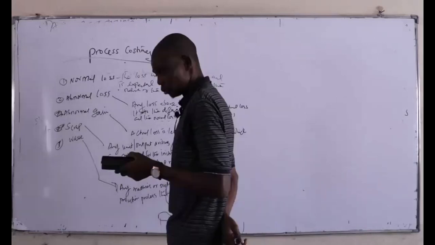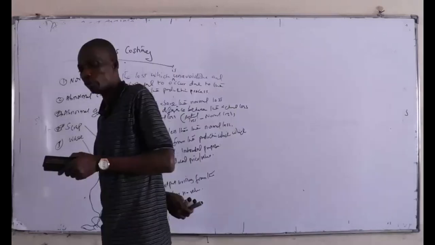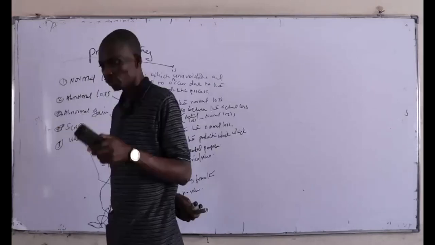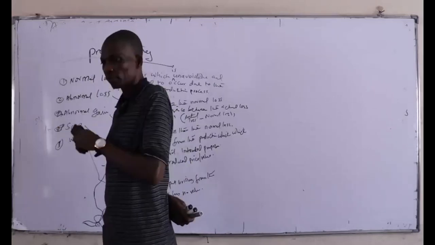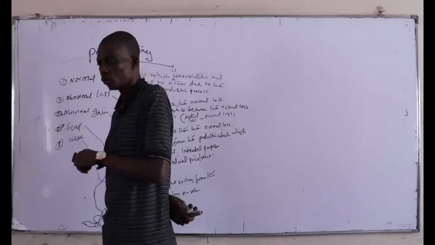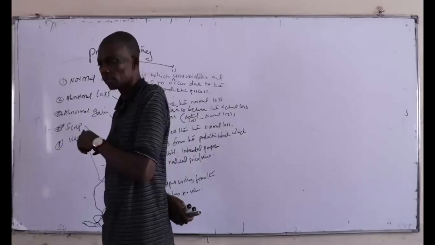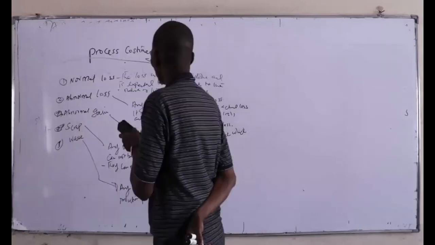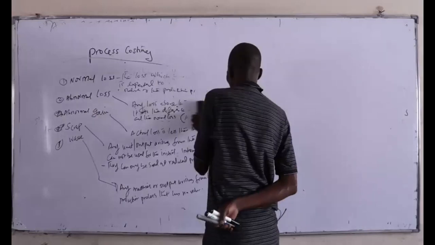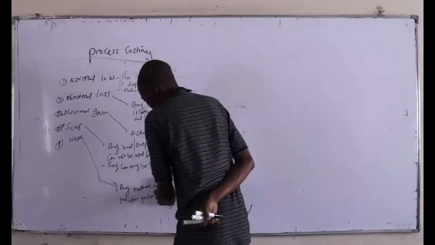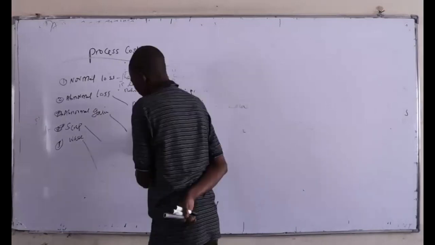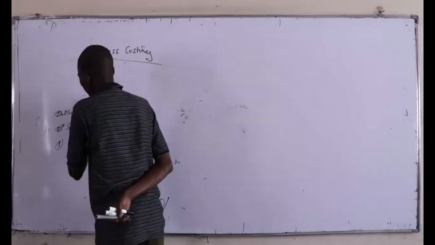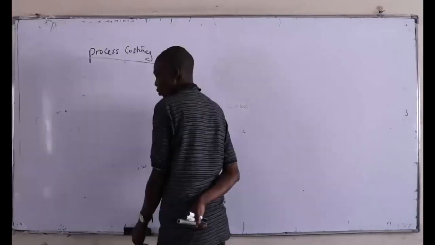Process costing simply means we are accumulating the costs, whatever we are incurring, for each of the processes that we may be having. We may be having 2 processes, we may be having 3, 4, and so for each process you maintain an account to show how costs have been incurred in that particular process.